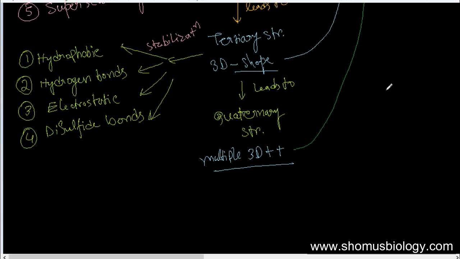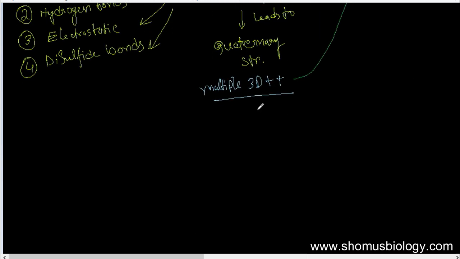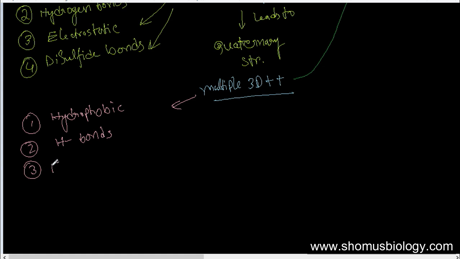And then finally the quaternary structure, as I told you, can be stabilized by other examples. What are they? Again, hydrophobic interactions. Second one, hydrogen bonds. Third one, electrostatic interaction. Okay, so these three interactions stabilize the quaternary structure.